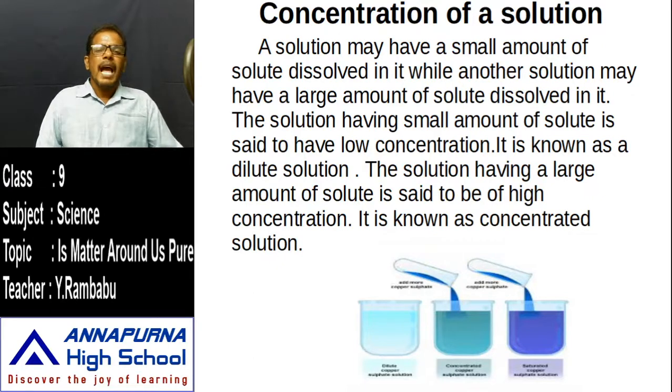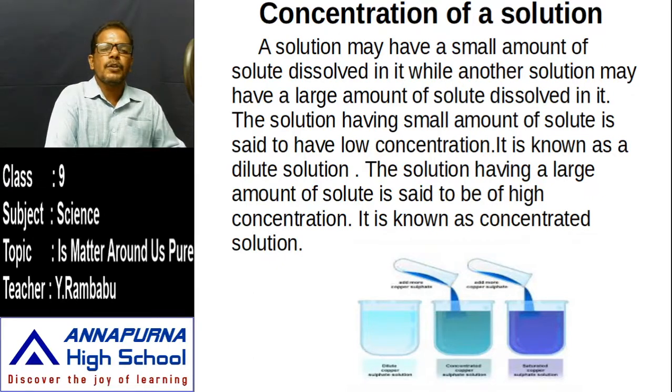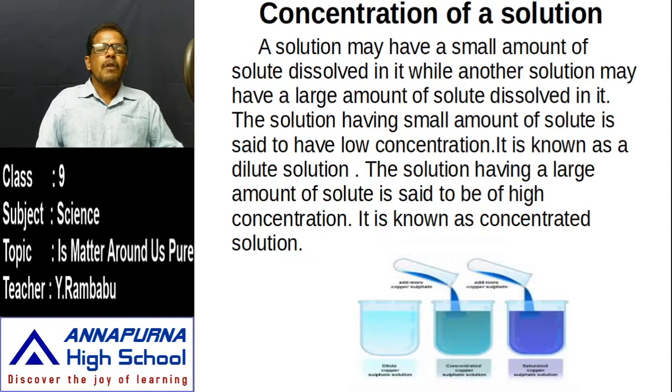The solution having a small amount of solute, comparatively to another solution, is called a dilute solution. And a solution having a large amount of solute compared to the other is a concentrated solution. For example, observe here: first some water is taken in the beaker. What is shown? Aqueous solution of copper sulfate.